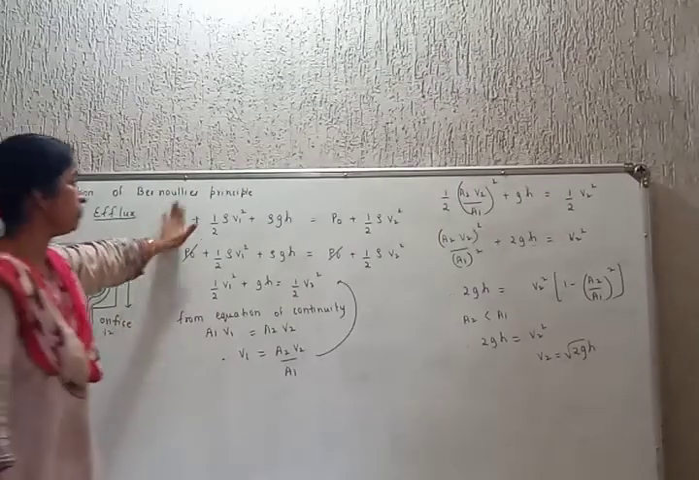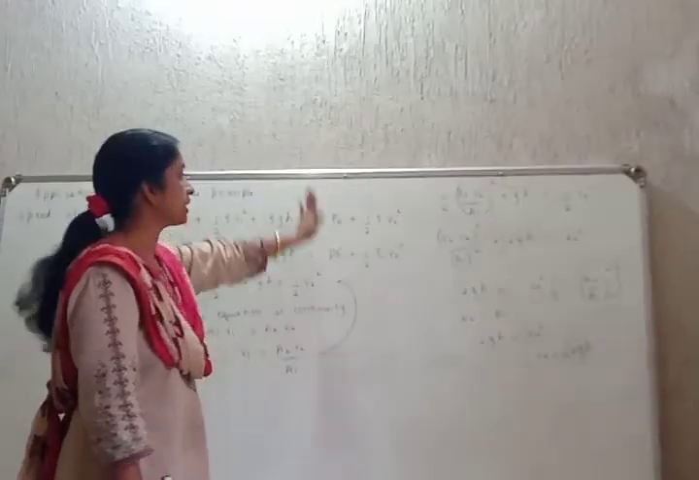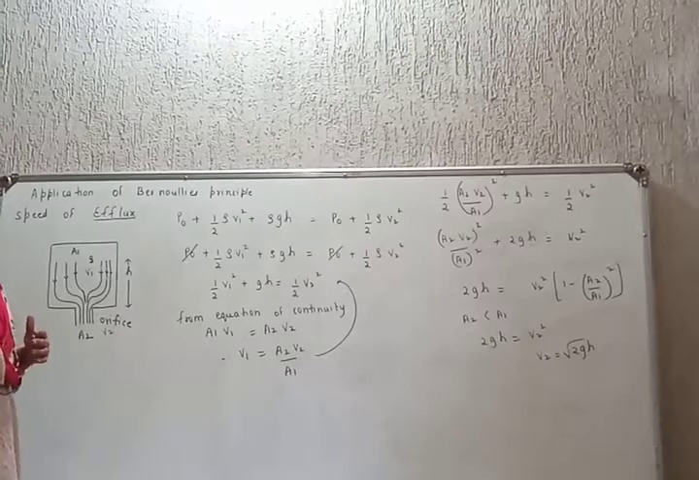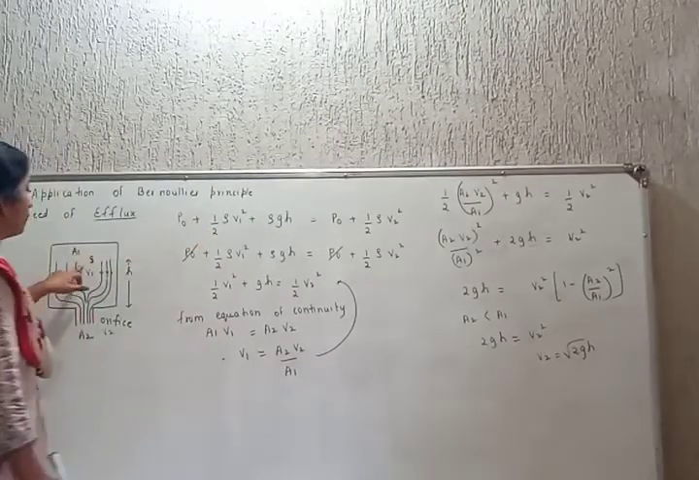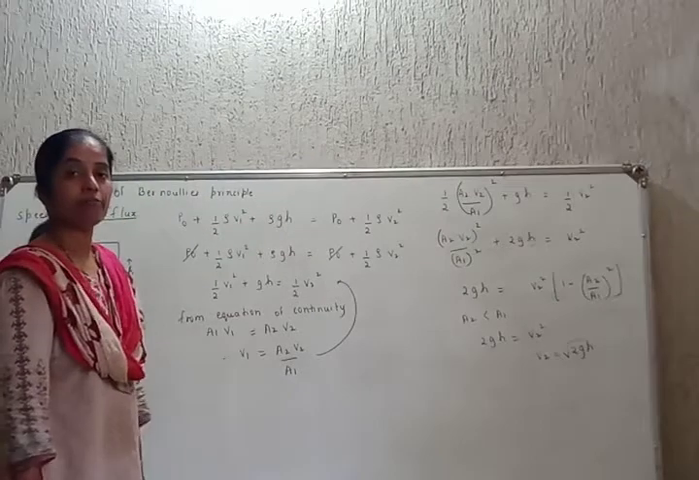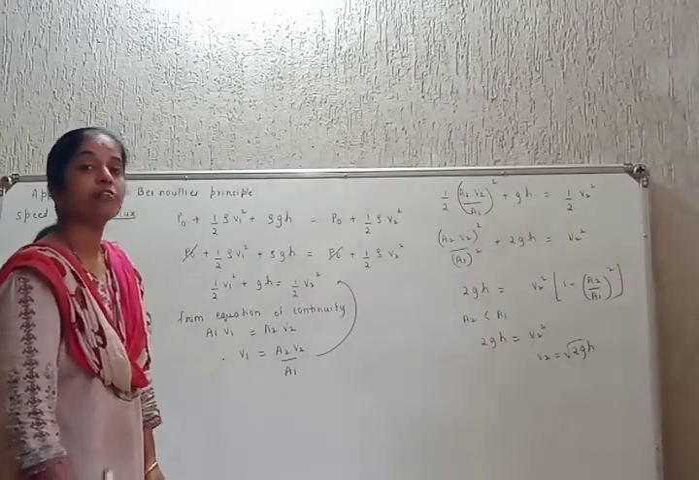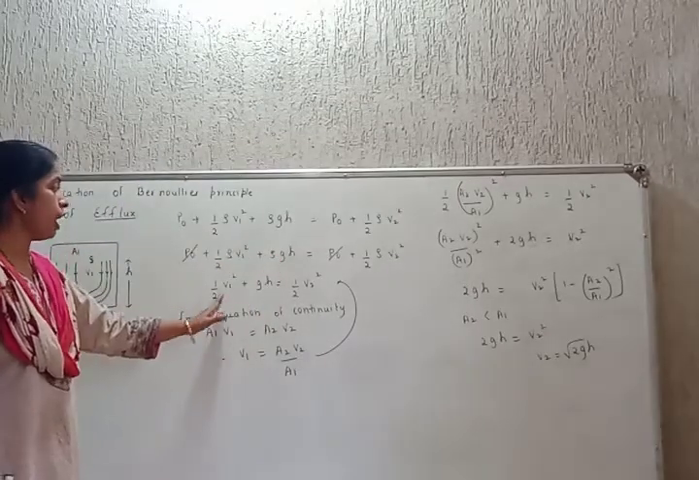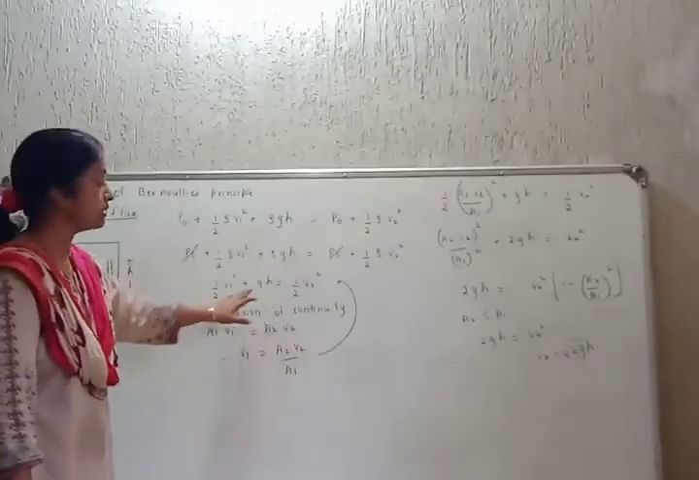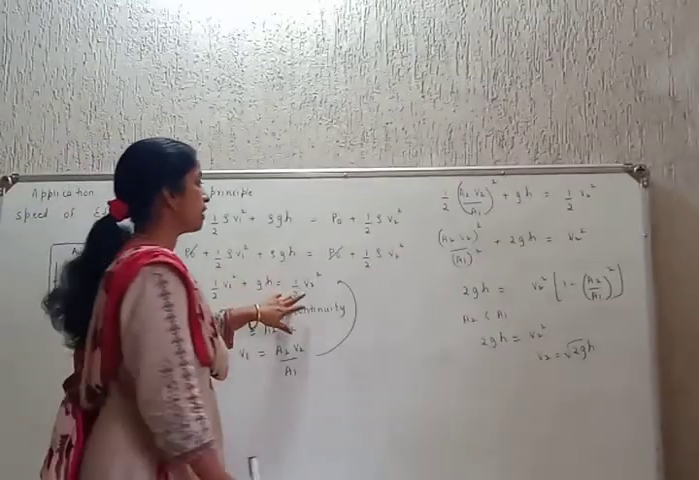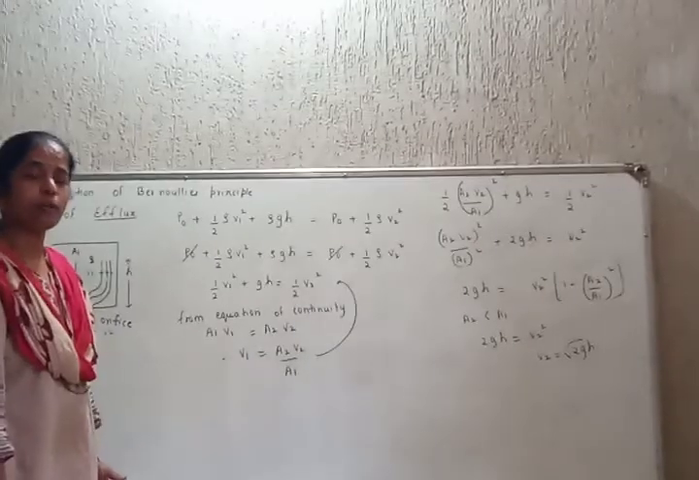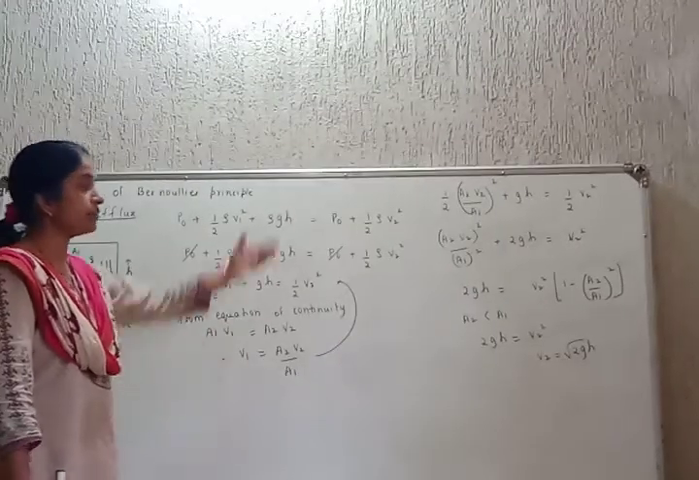Half P1 plus half rho V1 square plus rho GH1 is equal to P2 plus half rho V2 square plus rho GH2. P0 का घातला टीचर ने because both efflux and orifice are exposed to air. Rho V1 square velocity inside the tank, V2 square velocity of the fluid which comes out of the orifice. H is concerned only for the tank, nothing with that. So half V1 square, rho common काढला students, half V1 square plus GH is equal to half V2 square. Okay, use this logic, equation of continuity, we get V1 and hence we can calculate V2.